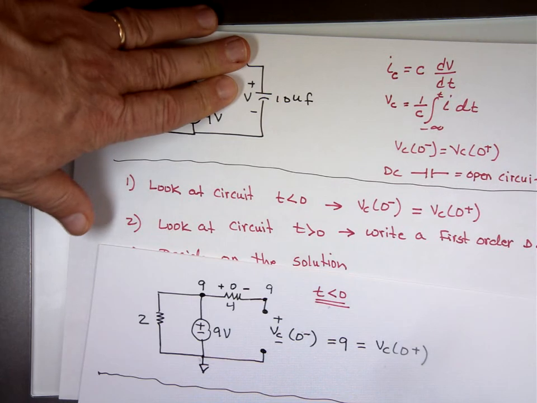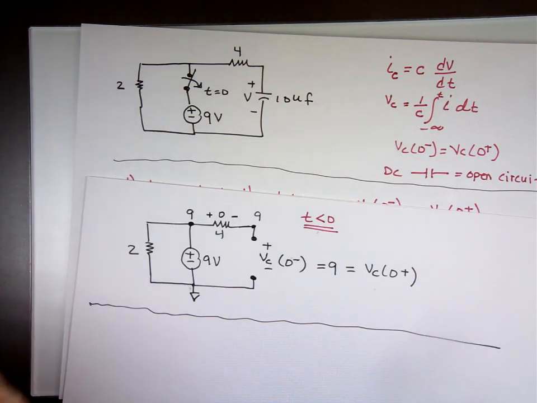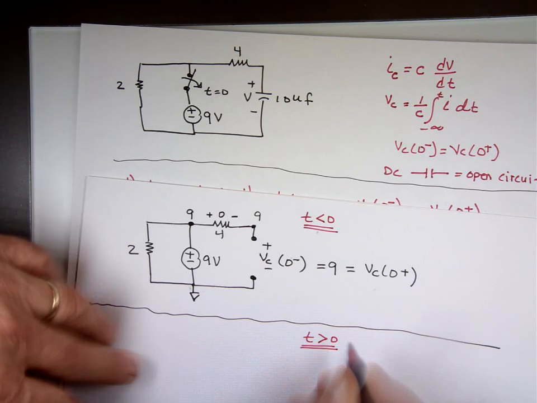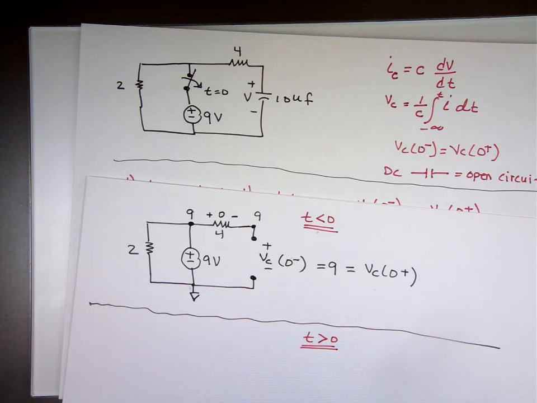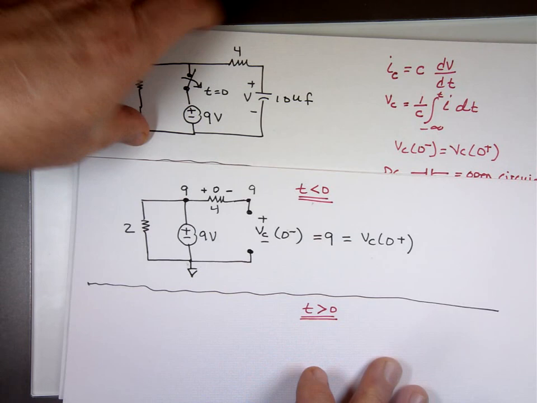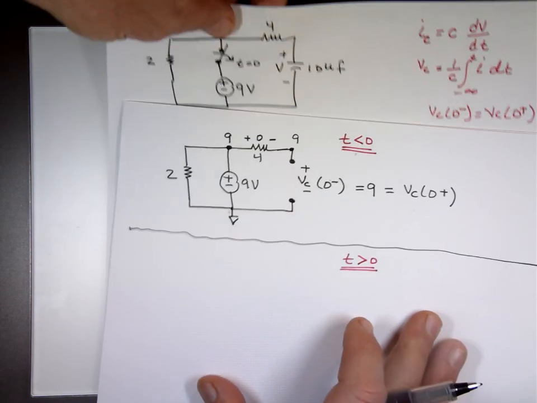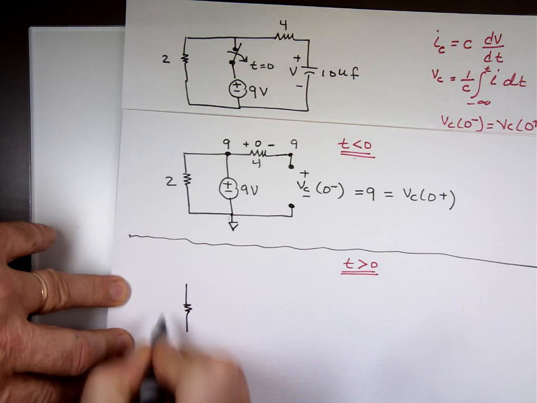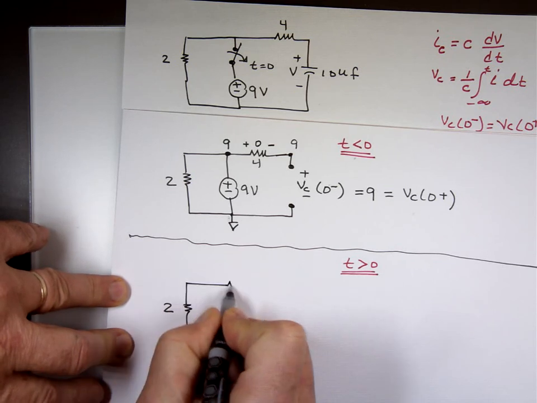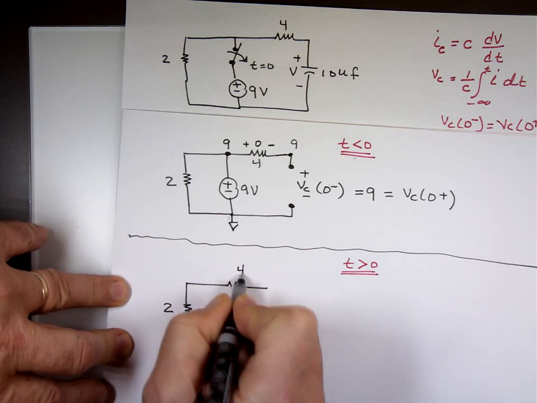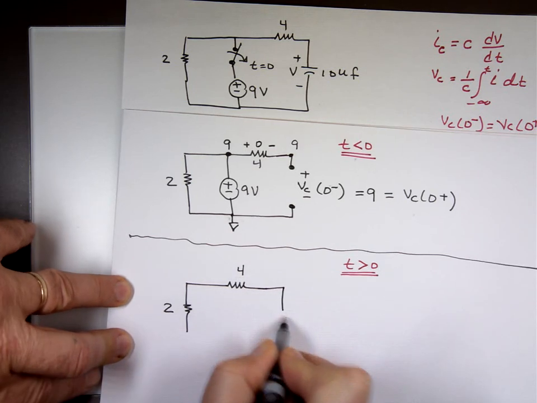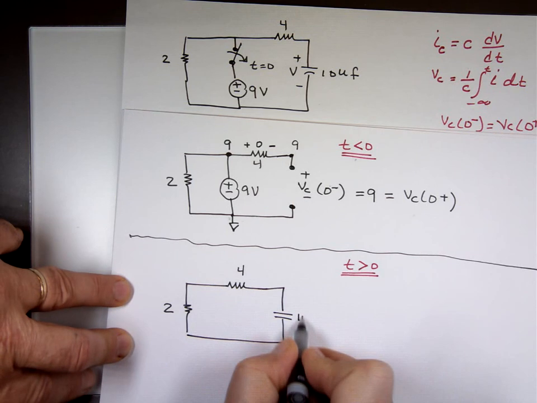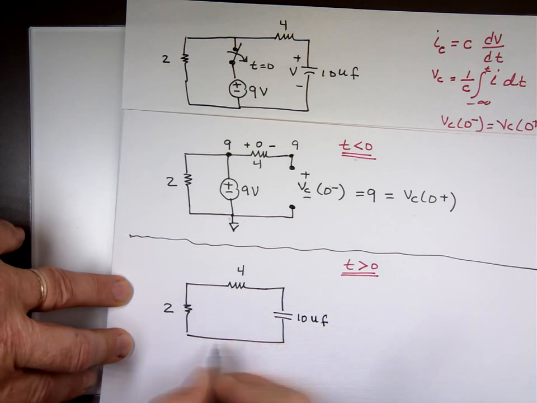Second, we look at the circuit for t greater than 0. Now that source is gone, so my circuit will look like this. And I'm looking for the voltage here.